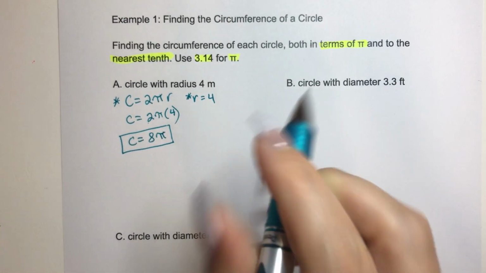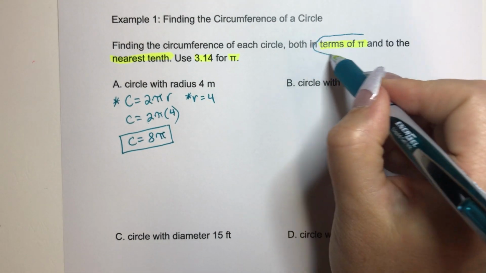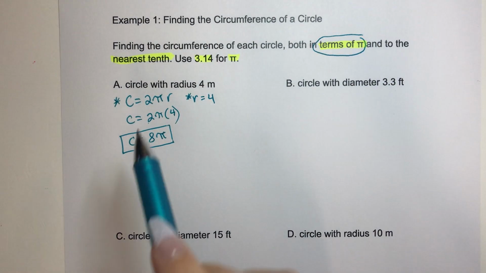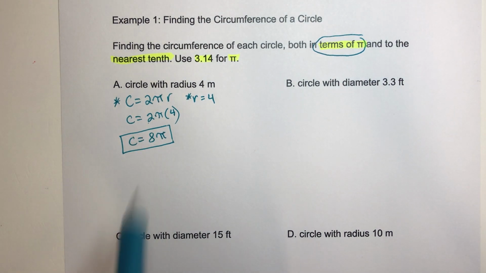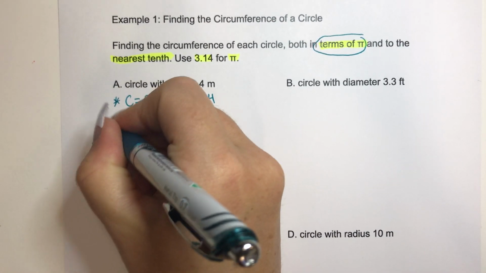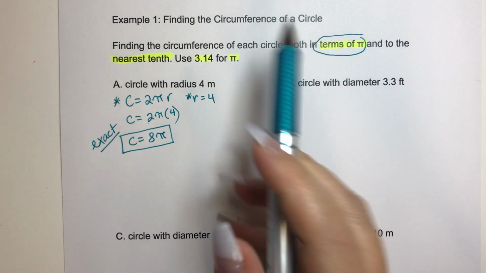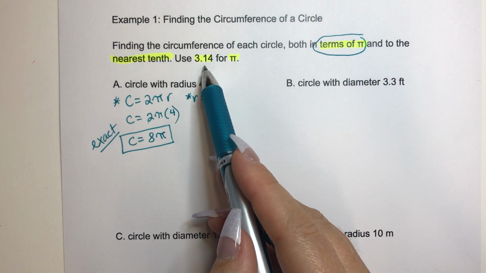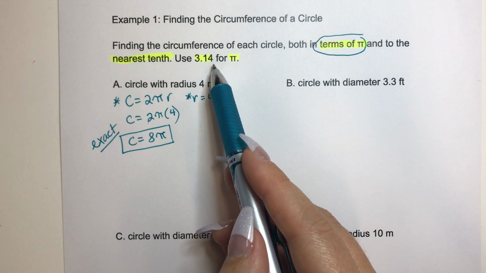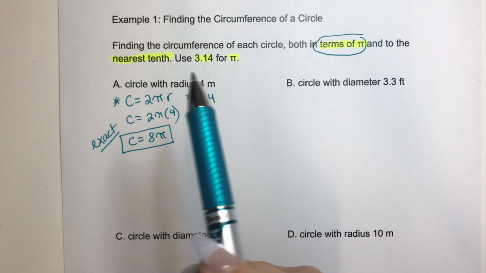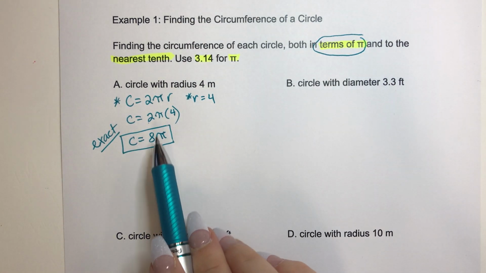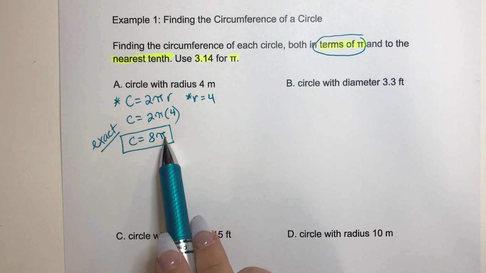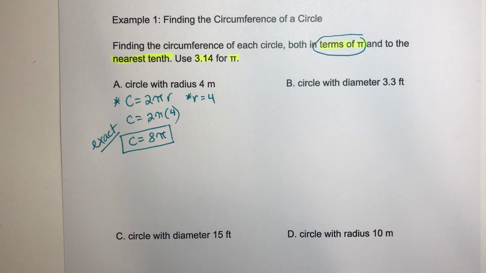Now, that is in terms of pi. That's what that means. You do all the work and you leave pi out how it is. This would be considered the exact answer. It's exact because it has pi. Whenever we use 3.14, it's a rounded version of pi, so it's not exact, it becomes approximate. However, when it says in terms of pi, that's what you do. You just go 2 times 4 is 8, 8 pi, boom, that's the answer.